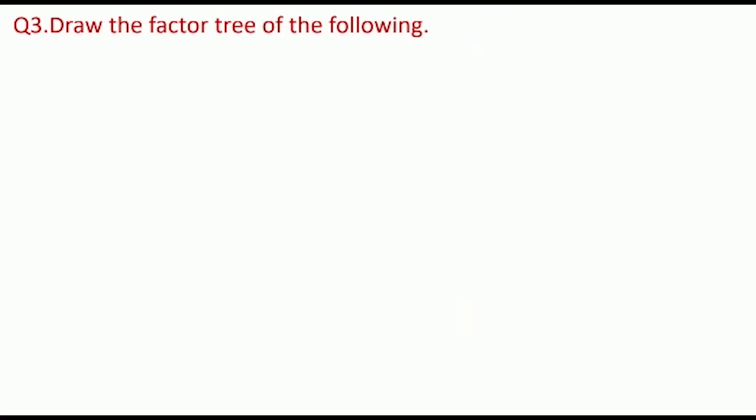Now draw the factor tree of the following. Question number A is 48. We have to draw the factor tree of 48. So think of a number by which this 48 can be divided. 2. I have already taught you the divisibility rule. This 48 can be divided by 2 as in the units place it has 8, and 8 is an even number, so it can be divided by 2.